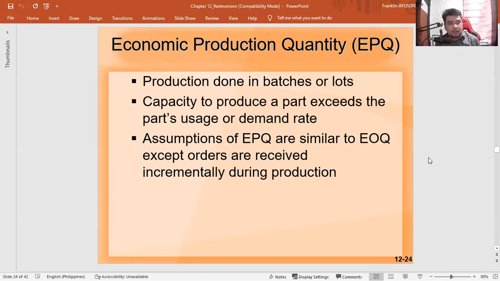Number one, production is done only in batches or lots. The capacity to produce a part should exceed the part usage or demand rate. So the demand rate is supposed to be less than our capacity, or capacity is greater than the demand. That includes parts. The assumptions of the EPQ are similar to EOQ, except orders are this time received incrementally during production. So earlier it was order, now it is production.